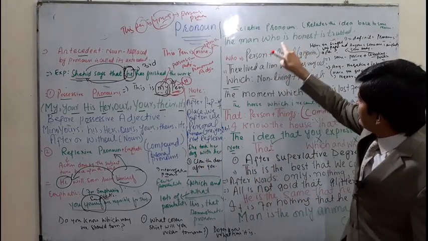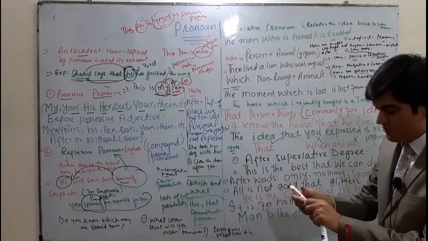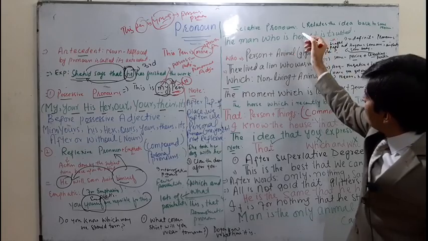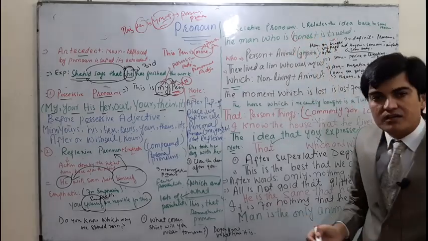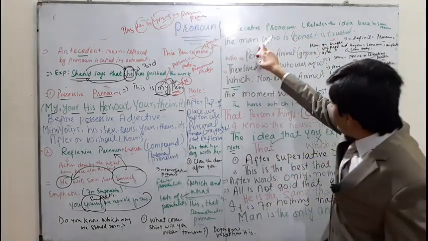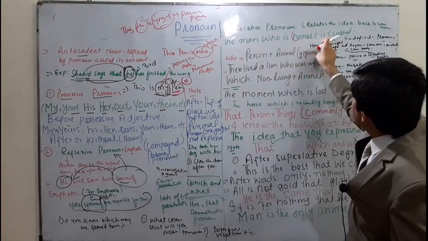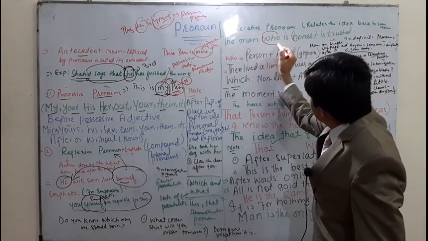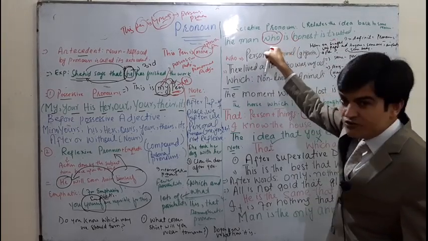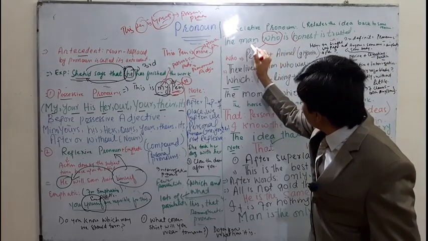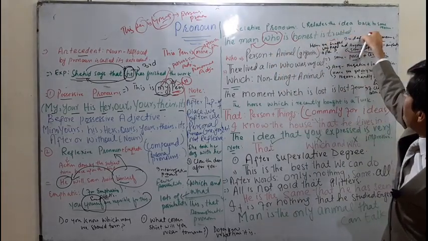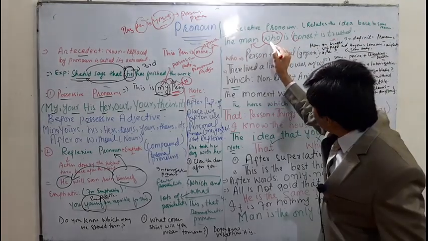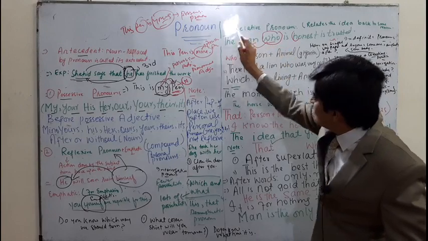Look at this sentence. Relates the idea back to some noun. The man who is honest is trusted. The pronunciation of this term is not honest, it is honest. Understand? The man who is honest is trusted. Gentlemen, this who is a relative pronoun. It shows relation with what? Man is a noun. And this who, which is a relative pronoun, refers to the noun.